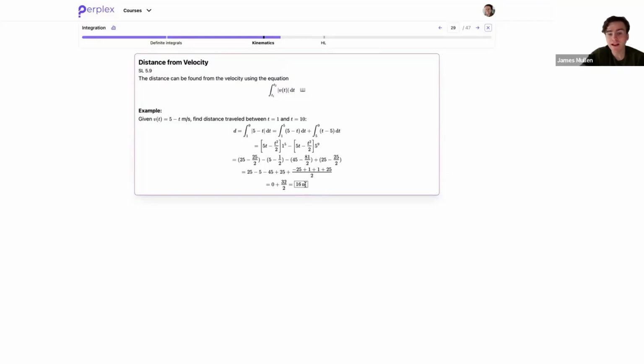It's very important in these kinematics questions to put your units, okay, because it's fundamentally a physical thing that we're talking about, so we need those units.